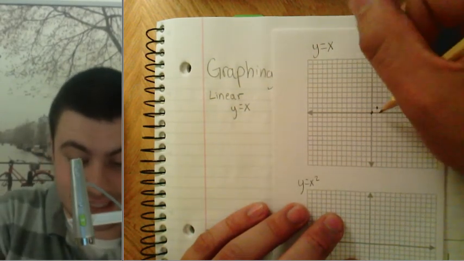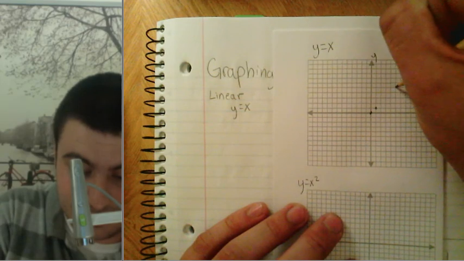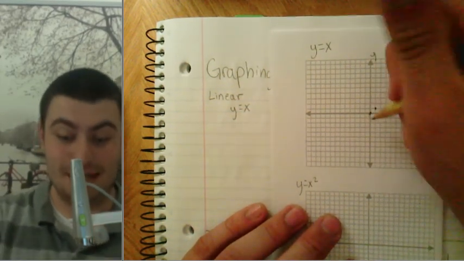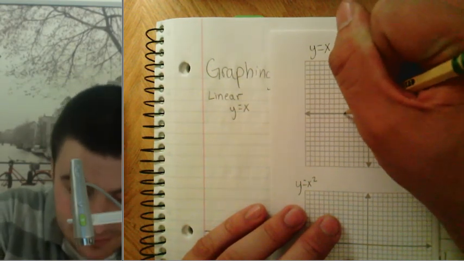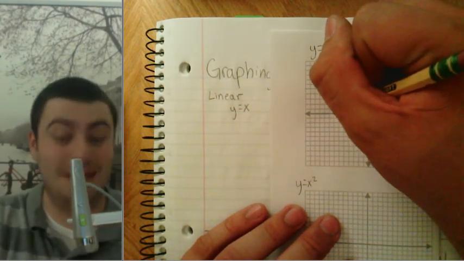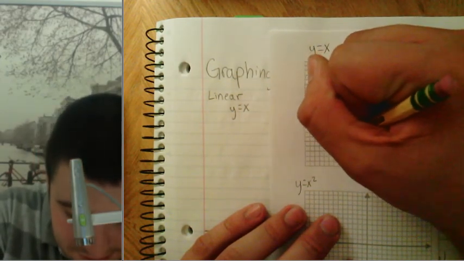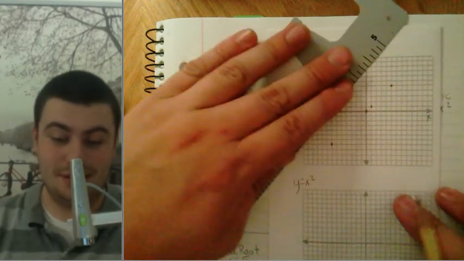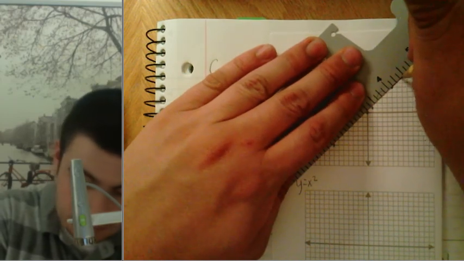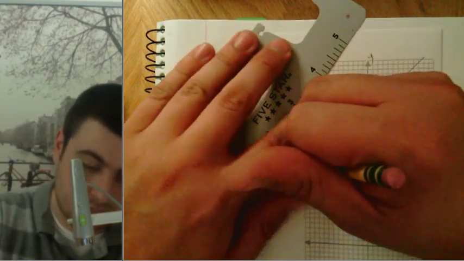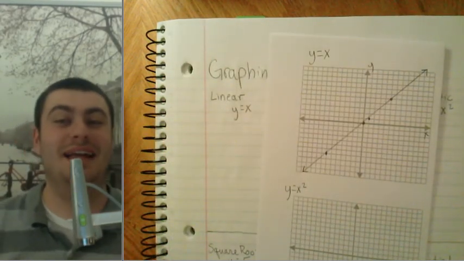We can fast forward and say if x is 1, 2, 3, 4, 5, y is going to be 1, 2, 3, 4, 5. Likewise, if x is negative 7, the y is going to be negative 7. So we've plotted some points. We'll connect the dots through. And that is our base of a linear graph.